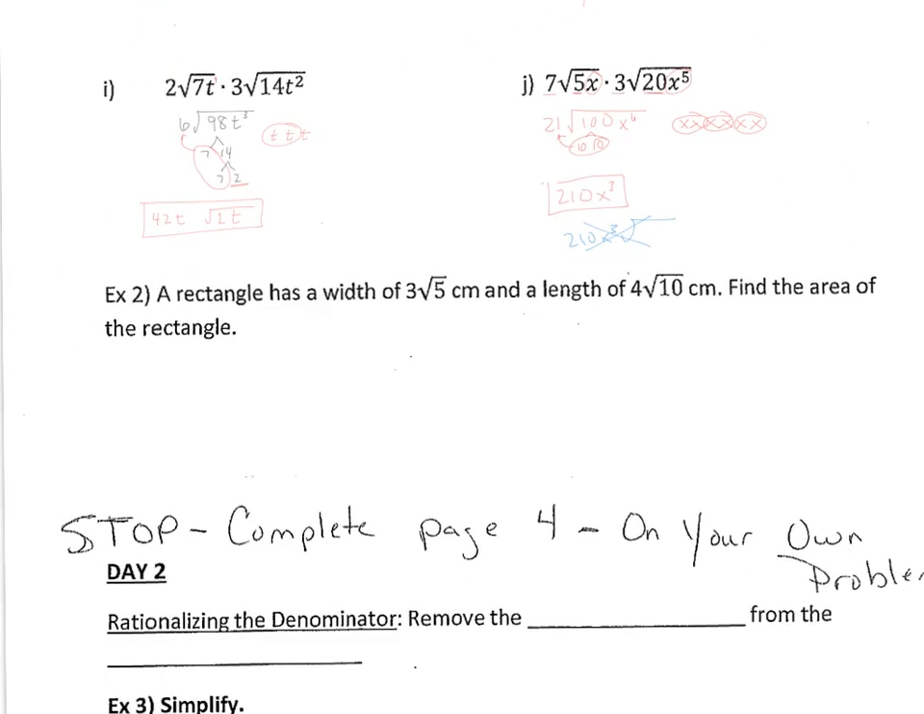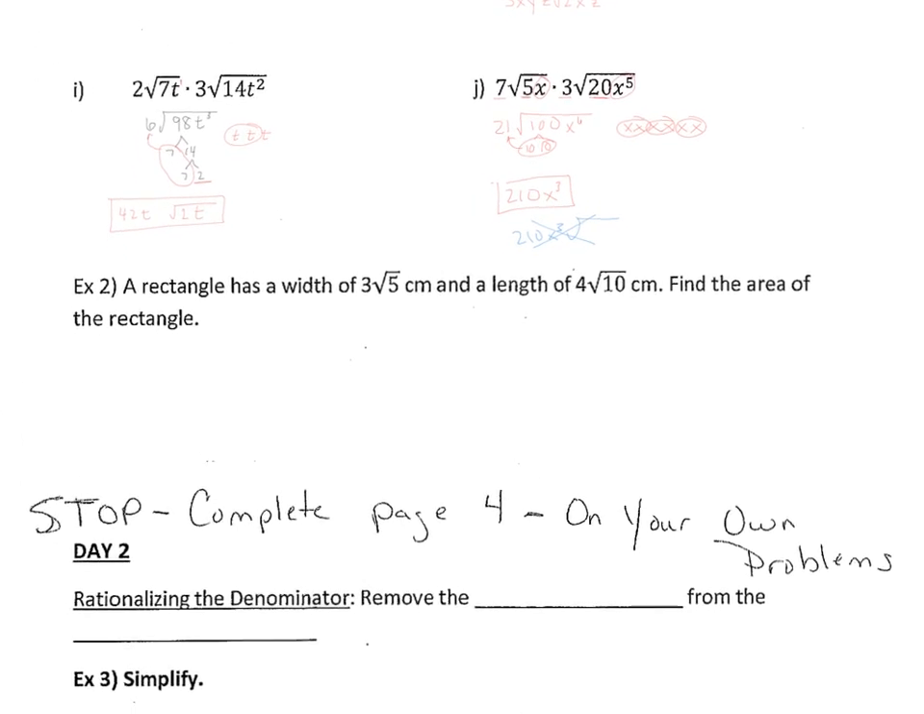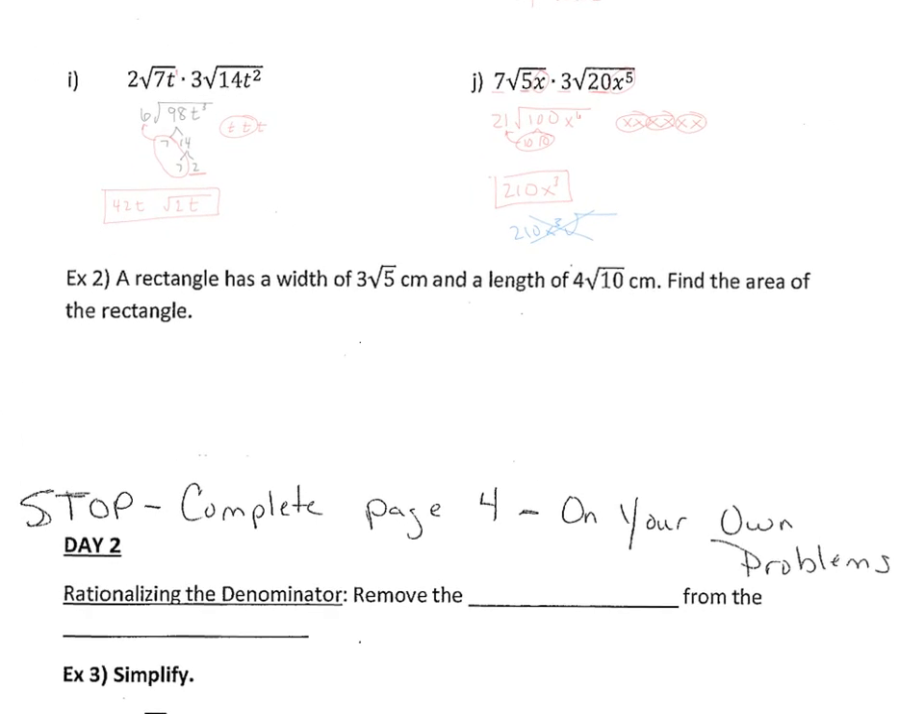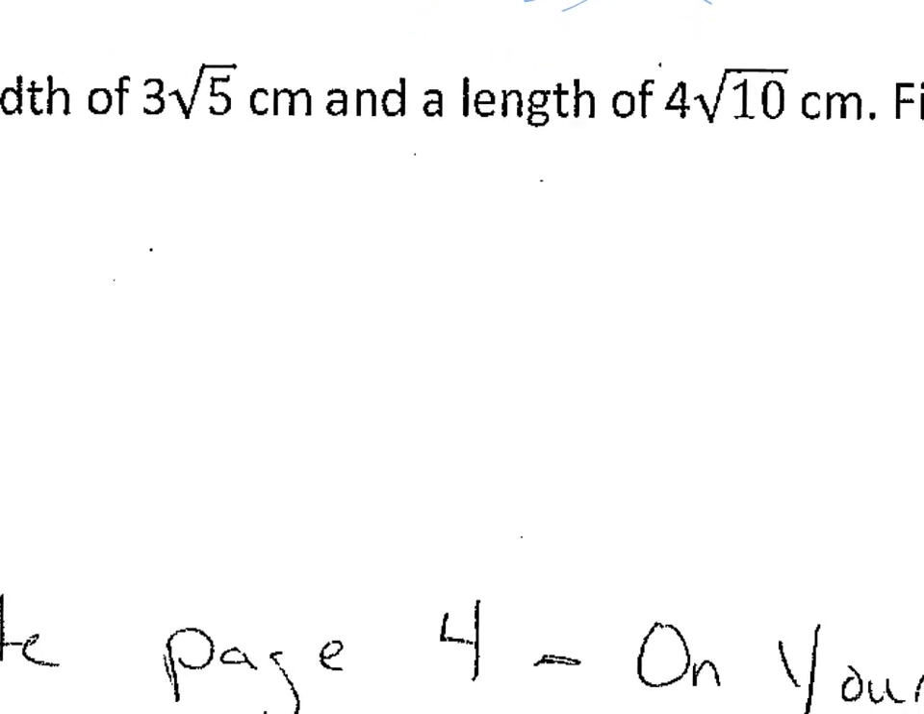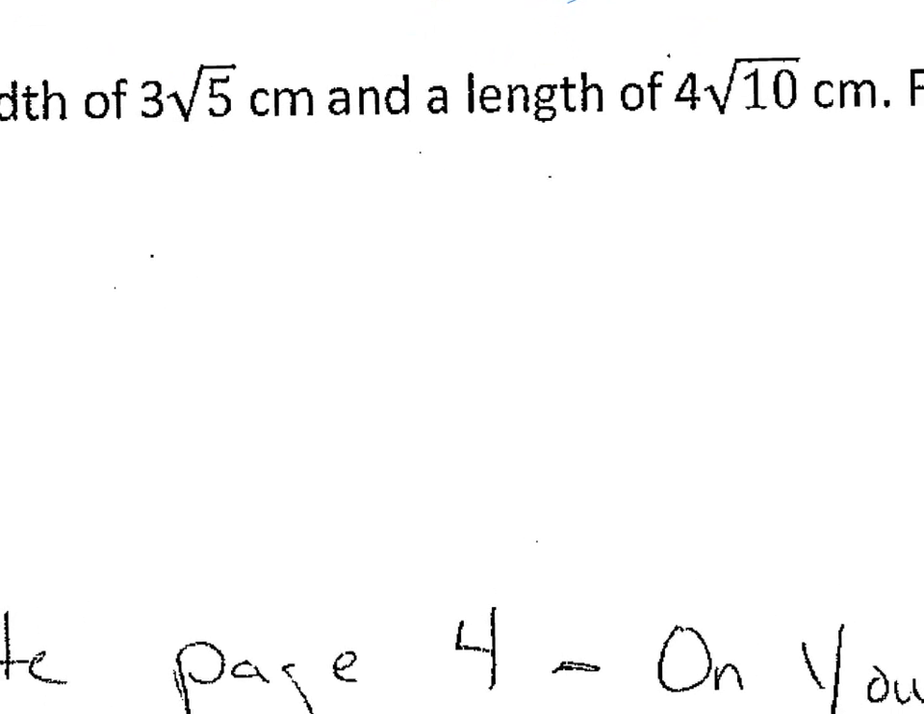Okay, all right, last problem, example 2. A rectangle has a width of 3 radical 5 centimeters and a length of 4 root 10 centimeters. What is the area of the rectangle? All right, so area we know is length times width. So I'm going to take 3 root 5 times 4 root 10.